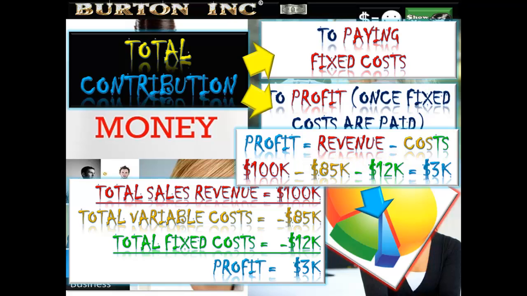And then our profit can be calculated. So profit equals revenues less costs. Our revenue here is $100,000. Our total variable costs $85,000. Our total fixed costs $12,000. These are our total costs, right? We add them together. Total variable costs plus total fixed costs equals total costs. So $100,000 minus $97,000 leaves us with a profit of $3,000.